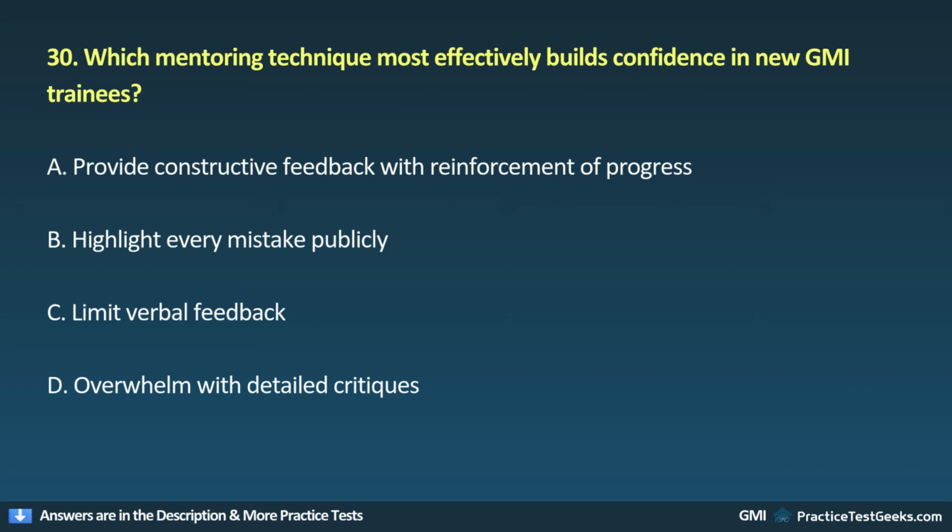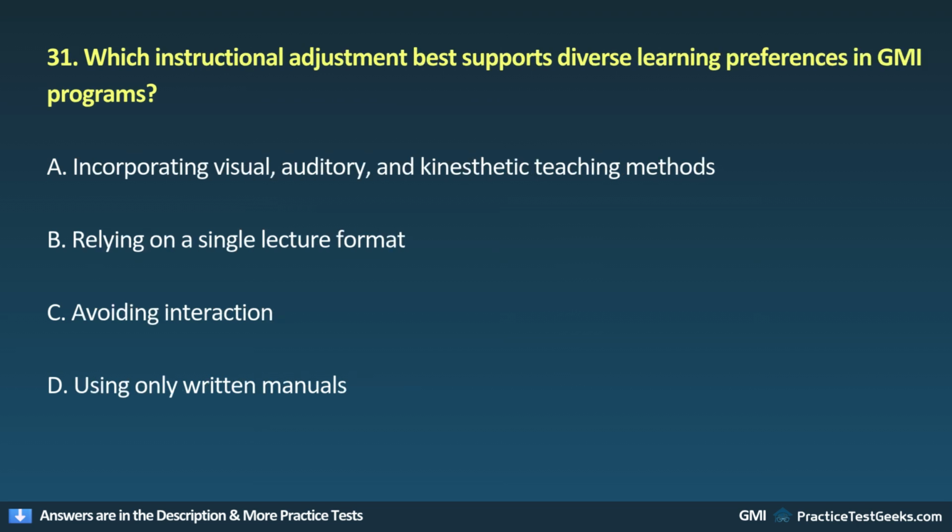30. Which mentoring technique most effectively builds confidence in new GMI trainees? A. Provide constructive feedback with reinforcement of progress. B. Highlight every mistake publicly. C. Limit verbal feedback. D. Overwhelm with detailed critiques.